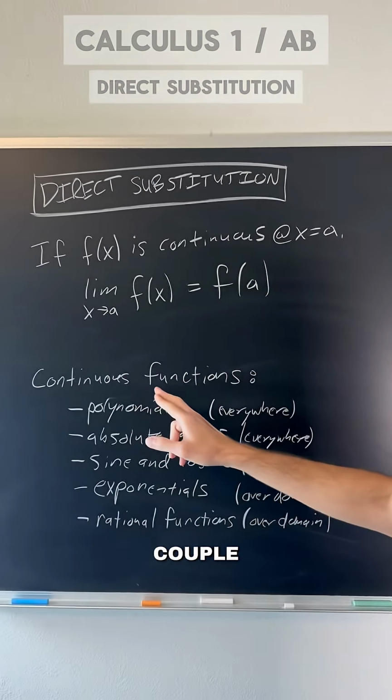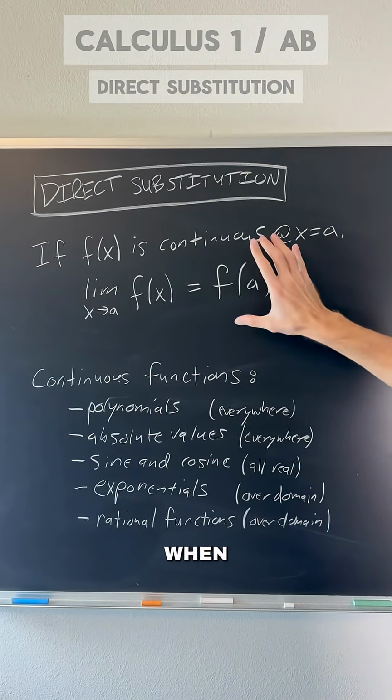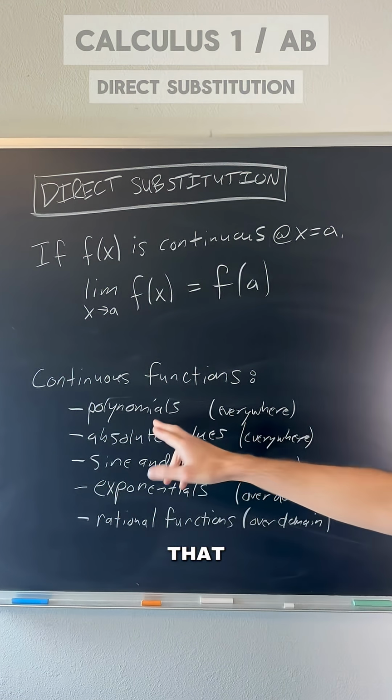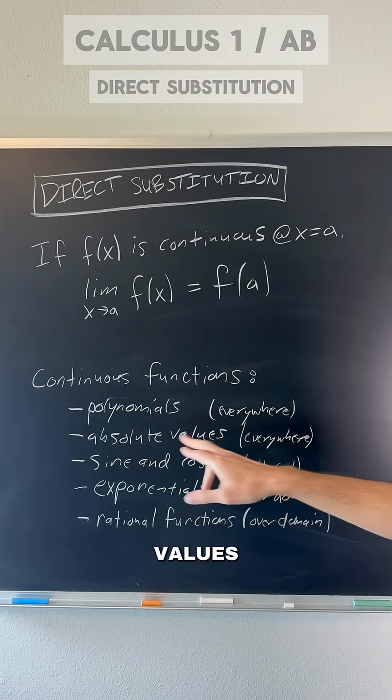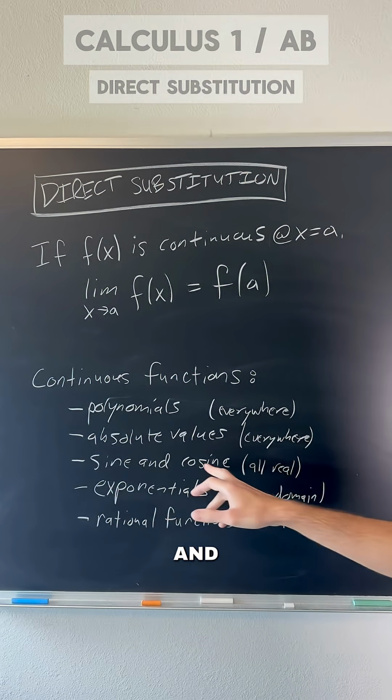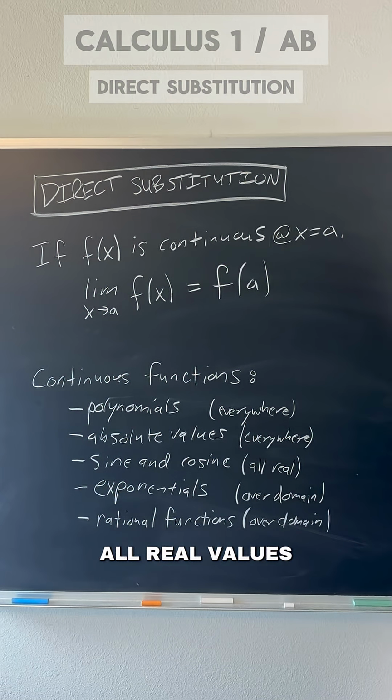is that there are a couple functions that are continuous. We'll want to use this when we're solving these limits. What we see is that polynomials are continuous everywhere, absolute values are also continuous everywhere. Our sine and cosine trig functions are continuous for all real values. Exponentials are continuous over their domains, and rational functions are also continuous over their domains.